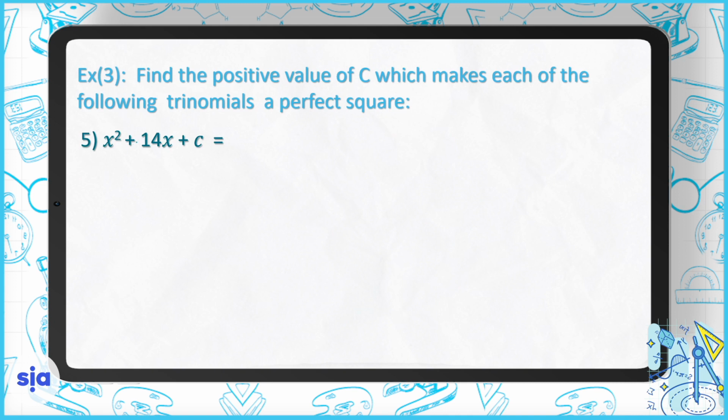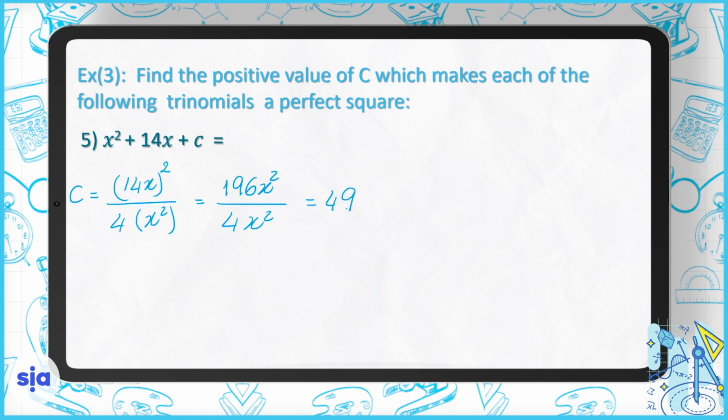Question 5, how can we find c? c here is in the third term. So to find the third term, it's the middle term all squared divided by 4 times the first term. So it's 196x squared divided by 4x squared. So it is 49. So c in this question has a value of 49.